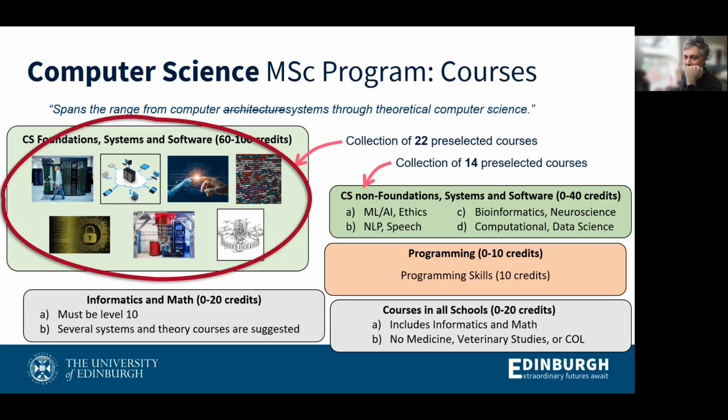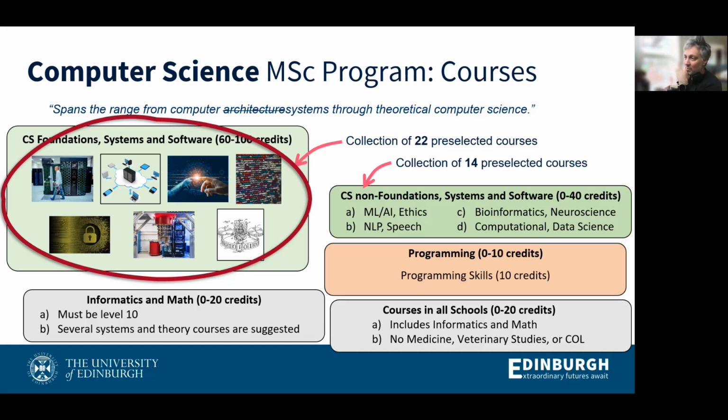Other than that, you can also select courses within the programming block. Here there is actually only one course at the beginning, but a couple of years ago there were more courses. And then we have courses in informatics and math, and you can select between 0 and 20 credits here. These courses must be level 10. Also, there are several system and theory courses suggested in this group, such as my course, operating systems.